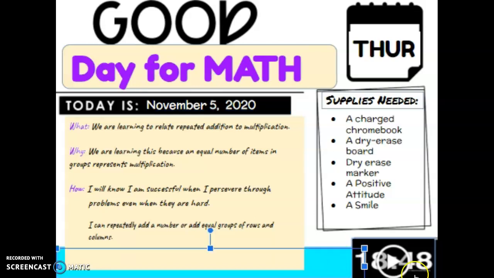Hey everybody, happy Thursday. Today is November the 5th, and we are working on multiplication. We're learning to relate repeated addition to multiplication.